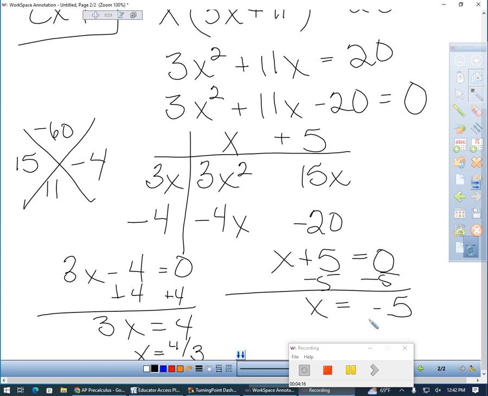How would I know that I have to have 2 answers from the very beginning? Thank you. The highest exponent is a 2. Very good. All right.